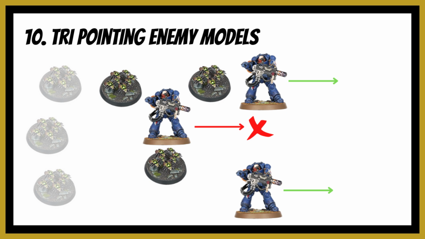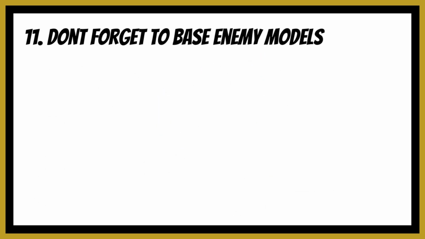So just by tag-pointing a single enemy model within a unit, you're preventing the entire unit from actually falling back, and it doesn't have to be a 3-man unit, it could be a 20-man unit. As long as you tag-point 1 single model, they're not going anywhere. On to number 11, don't forget to base enemy models.